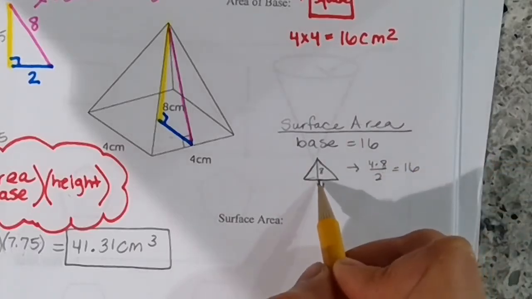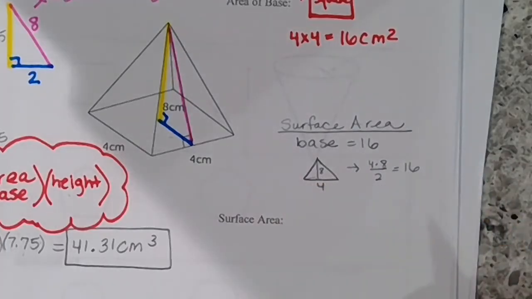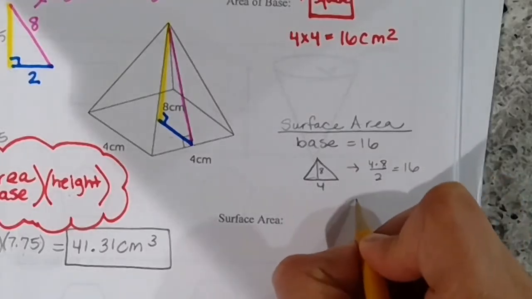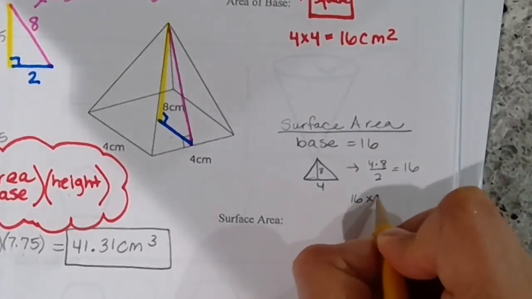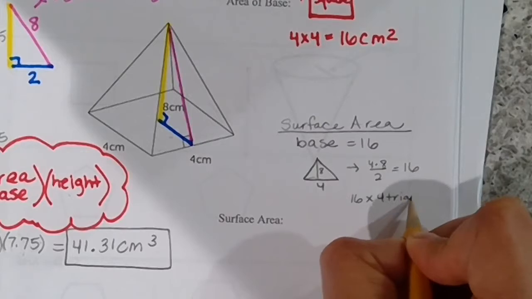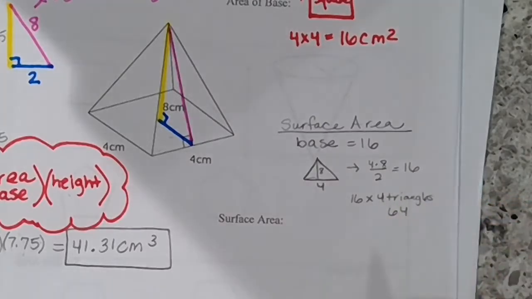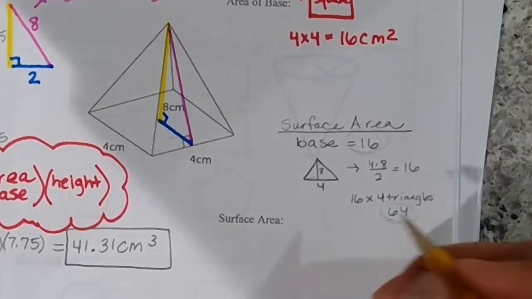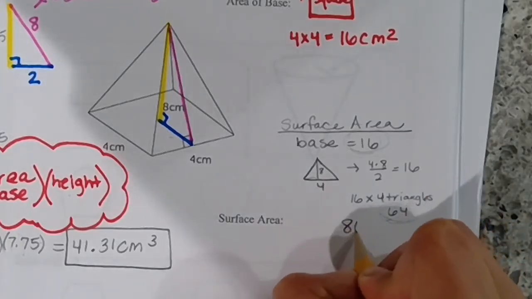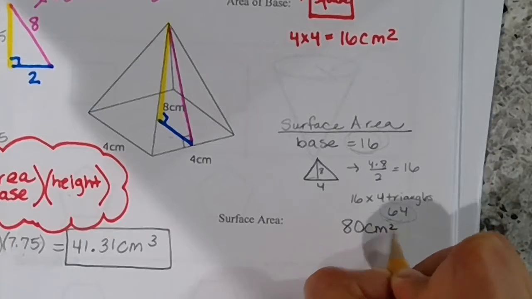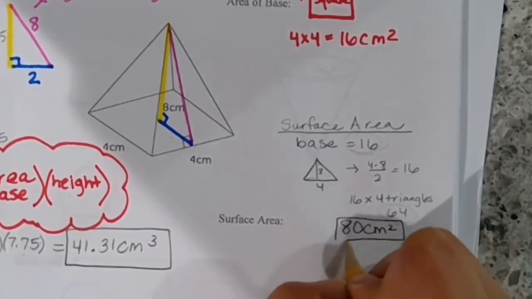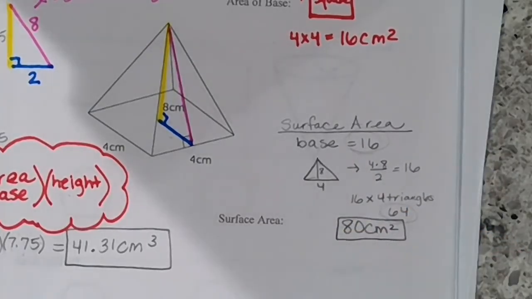So one face of these triangles is going to be 16, but there's 4 triangles. So 16 times the 4 triangles is 64. So now I'm adding the 4 triangles, 64 plus 16. So 64 plus 16 is going to be 80 centimeters squared for the surface area. That's how I do it.